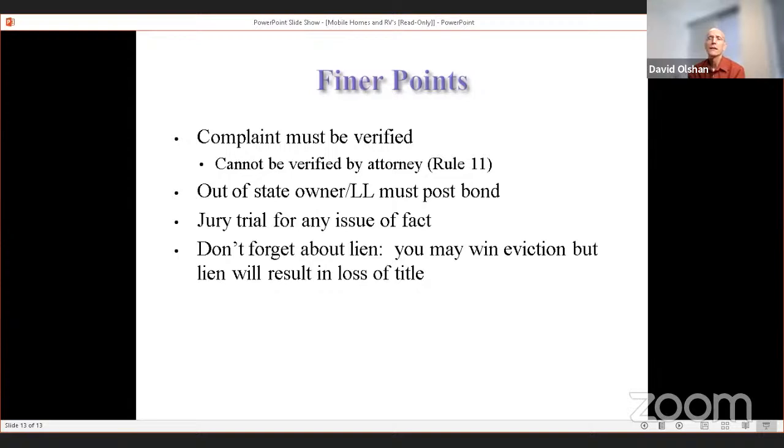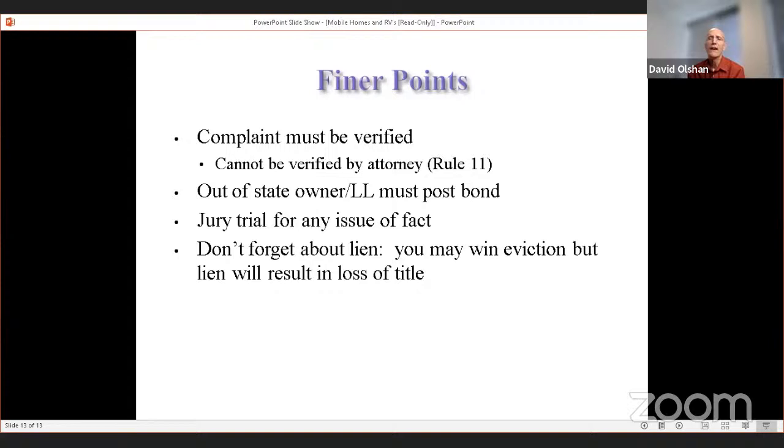I kind of shorthanded the explanation. There's a local law firm that does a lot of mobile home evictions, and they always have the attorney verify the complaint. Verification is required. If you don't verify, the complaint is void. However, you can waive that right if you answer and don't raise it as a defense.